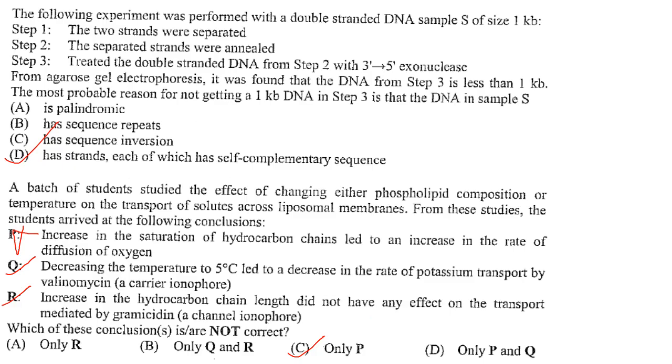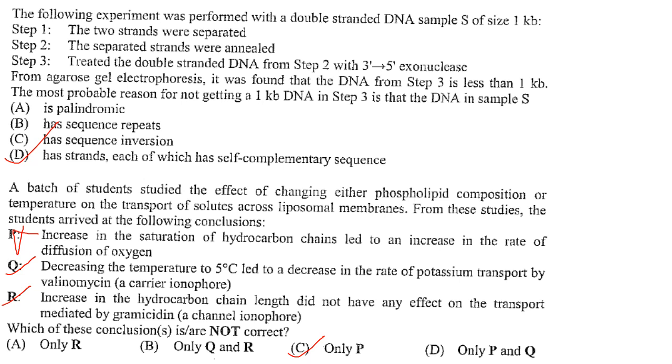Then next one. The following experiment was performed with a double-stranded DNA sample S of the size 1 kb. The two strands were separated. Step 1. The separated strands were annealed. Treated the double-stranded DNA from step 2 with 3' to 5' exonuclease. From agarose gel electrophoresis, it was found that the DNA from step 3 is less than 1 kb.